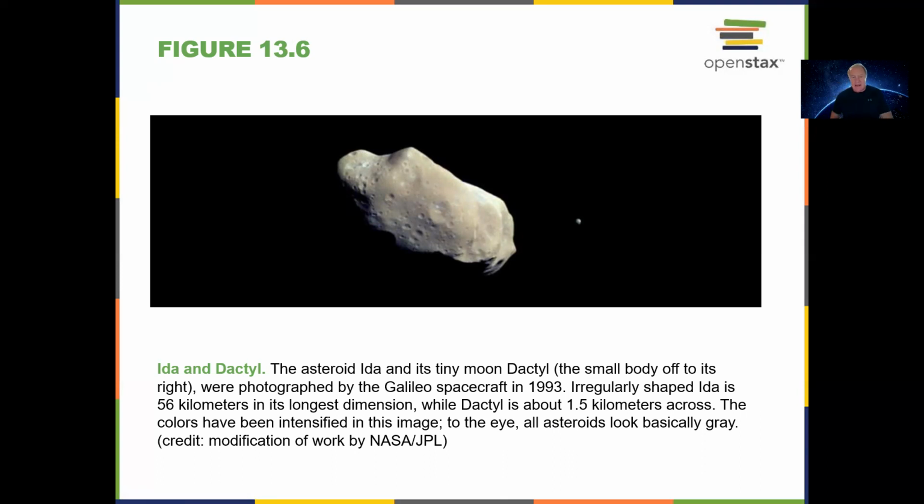This shows the asteroid Ida and its tiny moon Dactyl, a small body off to its right. And these were photographed by the Galileo spacecraft in 1993. So the irregularly shaped Ida is 56 kilometers at its longest dimension, while Dactyl is about 1.5 kilometers across. So a kilometer is about a sixth of a mile. So this is almost a mile across. And the colors have been intensified in this image, so you could see them easier. But notice the irregular shape.